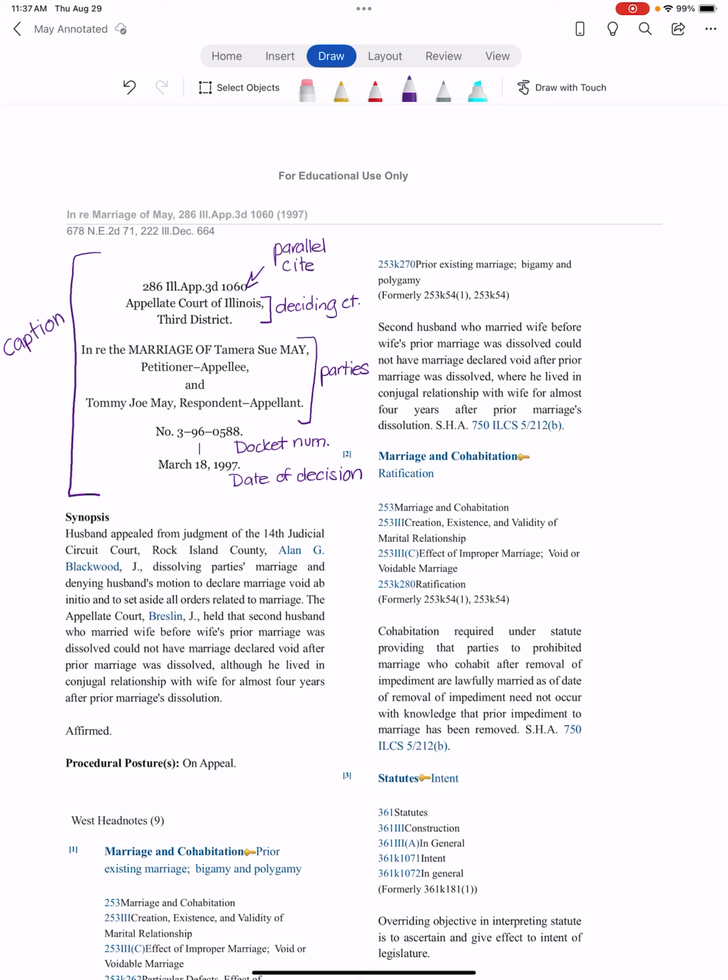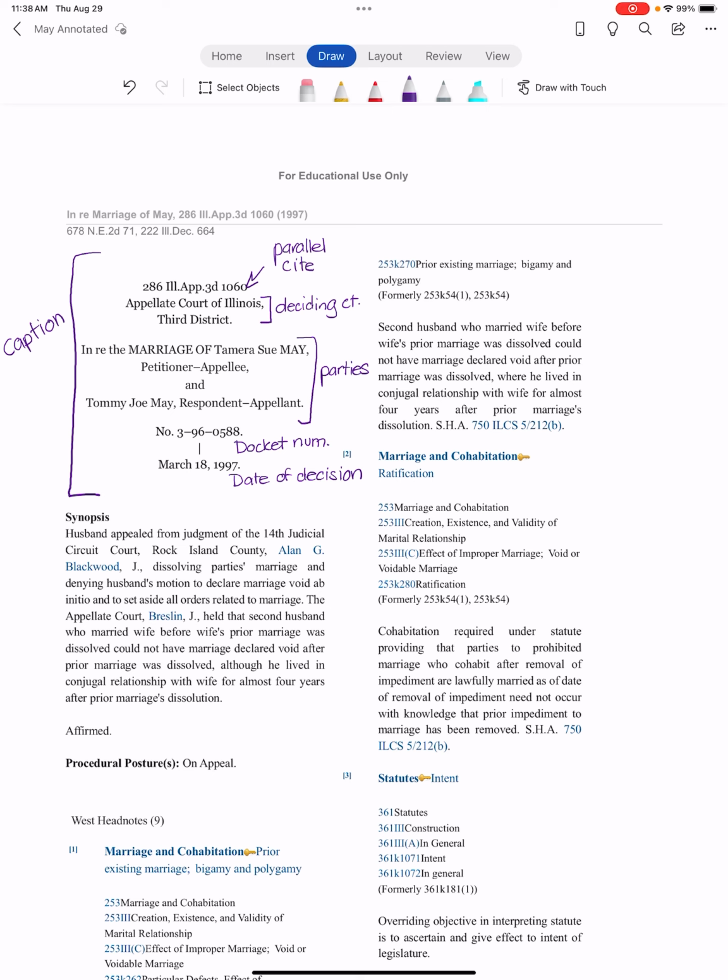What I'm going to do here is model for you how I'm going to go through some steps of close reading a case in preparation for writing a case brief. I am going to be using a Westlaw printout of In Re Marriage of May, which is the case that we were playing with in class, and that is the one that has these sample briefs available on D2L.